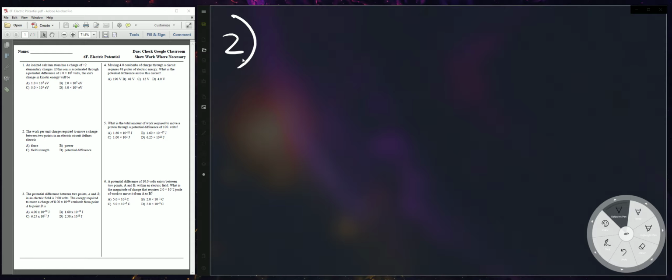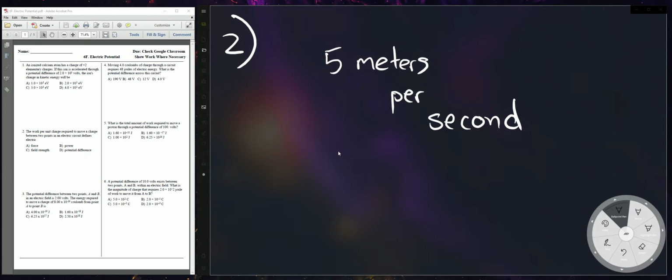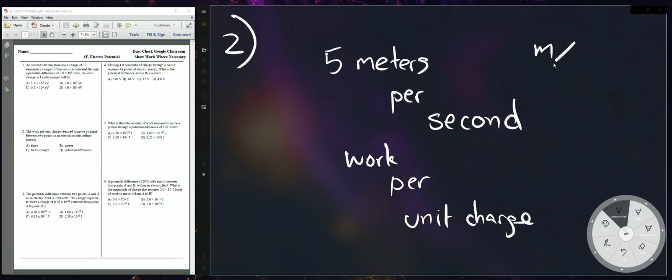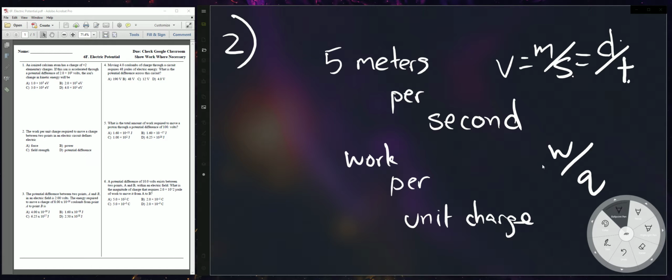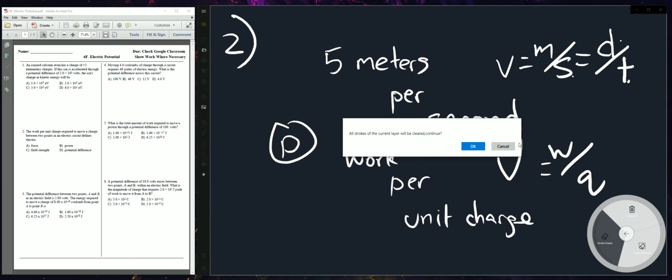So number 2: the work per unit charge required to move a charge between 2 points in an electric circuit defines electric what? Again, if I said that my velocity is 5 meters per second, that is saying meters over seconds, distance over time. And we know that V is distance over time; well, work per unit charge, what's this? That's potential difference. That's D.